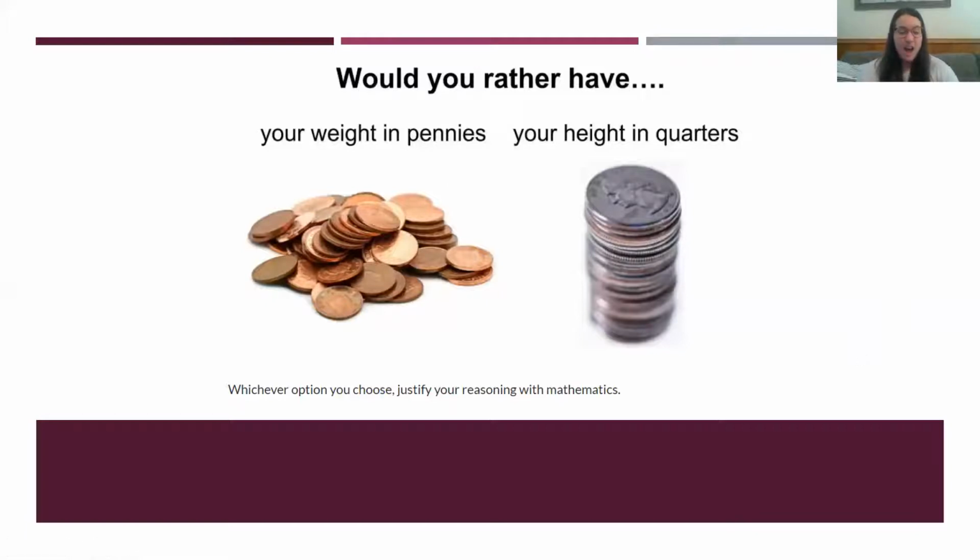If it were me, I would rather have a stack of quarters for how tall I am because quarters are worth more than pennies are. So we're gonna go on to the next one.